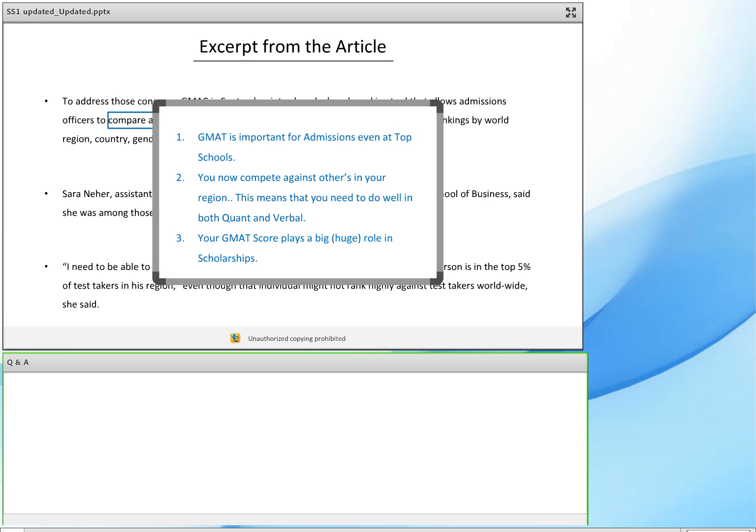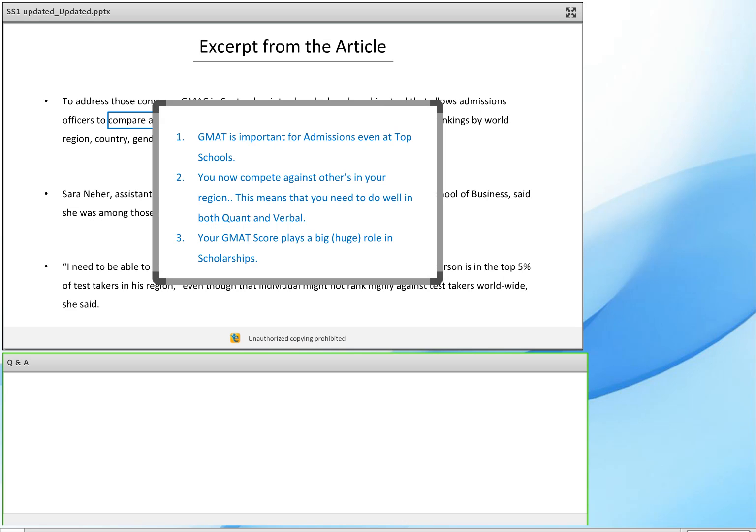GMAT is actually really important at top B schools. I mean, your relative score beyond 720 becomes super important at top B schools. And the other thing is that you now compete against others in your region. And the reason why it's really important to understand is, it used to happen.